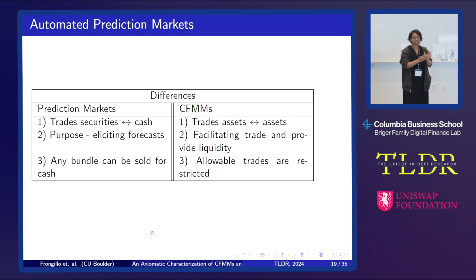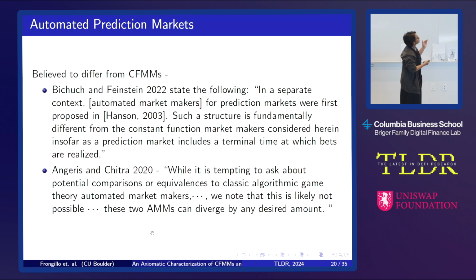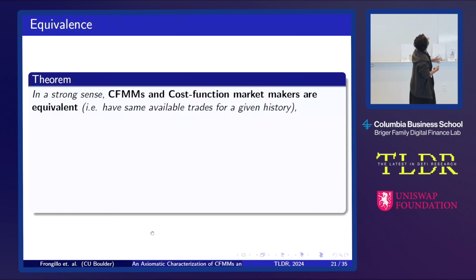Prediction markets are especially designed to elicit forecasts from traders, whereas CFMMs are designed to just trade assets and provide liquidity. In prediction markets, any bundle can be bought or sold for some amount of cash, versus in CFMMs, only the set of allowable trades is very restricted to the indifference curve that we saw earlier. And it was believed in the CFMM literature that both these entities are different and they diverge. We actually show that that's not the case.